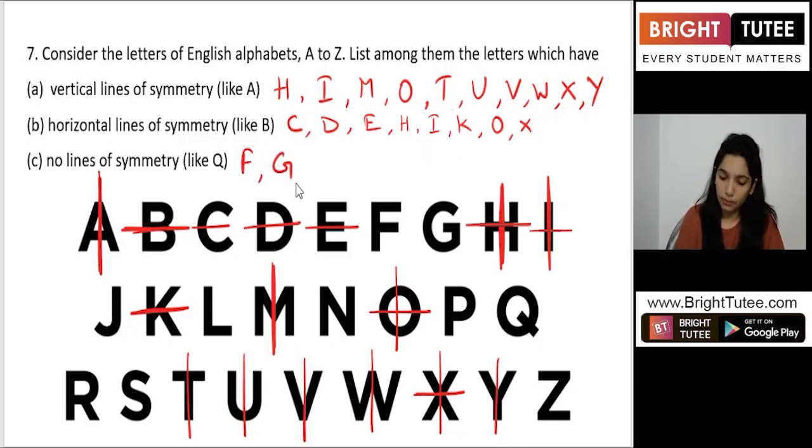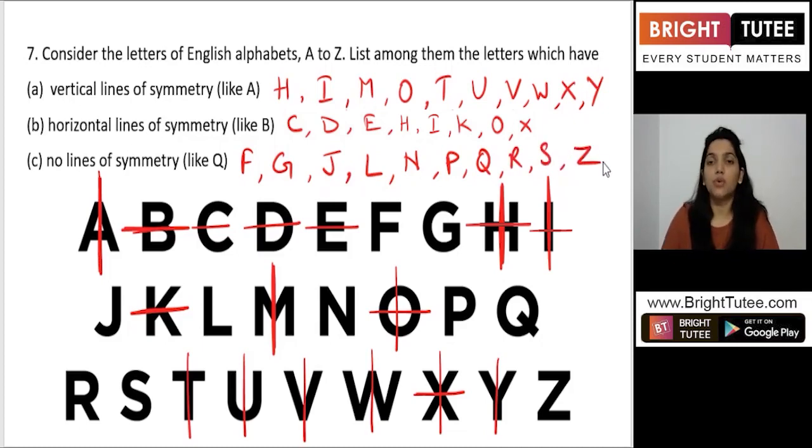G is another one. J is the other one. Then we have L. Then we have N. Then we have P. Then we have Q itself. Then we have R. Then we have S. And then we have Z. So all these are according to the vertical line of symmetry like A, according to B, which is having a horizontal line of symmetry, and like Q, that is having no line of symmetry.